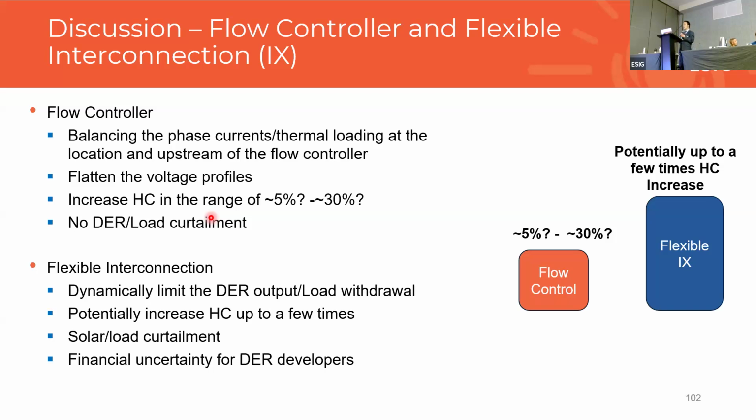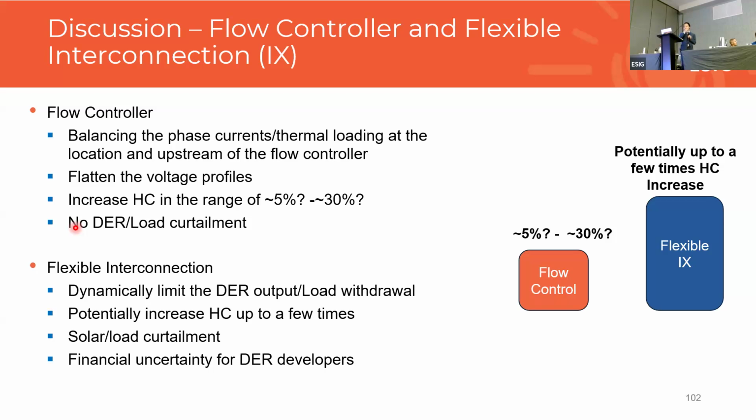The increase of the DER hosting capacity is changing, so there are a lot of factors that contribute to this. And for the flow controller, as I talked about, there's no DER or load curtailment, which is great news. Otherwise, the developer is always concerned about how much curtailment there is for my plant. If it's too much, how can I get financing when I talk to the bank, right? So there are a lot of other issues.